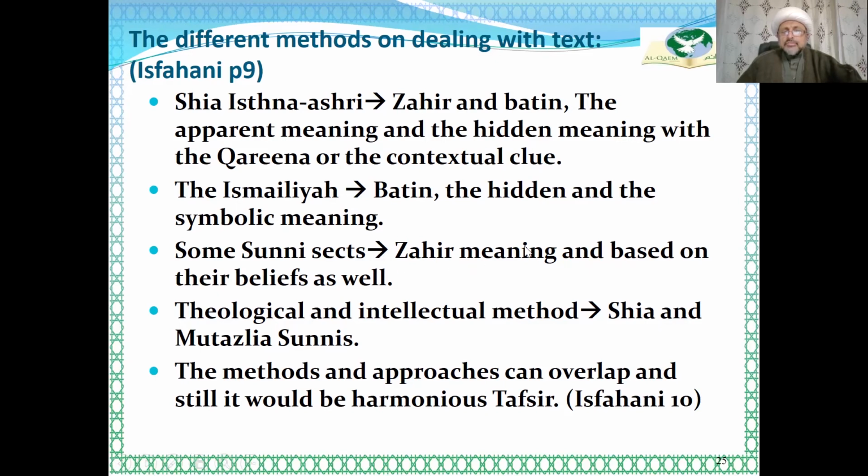Then some Sunni sects have the Zahir meaning and base their beliefs on it as well. So the apparent meaning, like these Asha'ira, who say God has a hand, they take everything literally, Zahiri. And then Mu'tazila Sunnis take the theological aspect and intellectual method. Shias also take this aspect. So the methods and approaches can overlap, and it would still be a harmonious tafsir. So this is Isfahani on page 10.